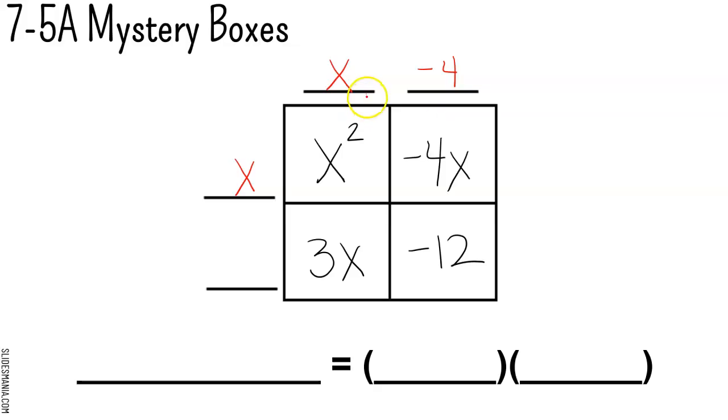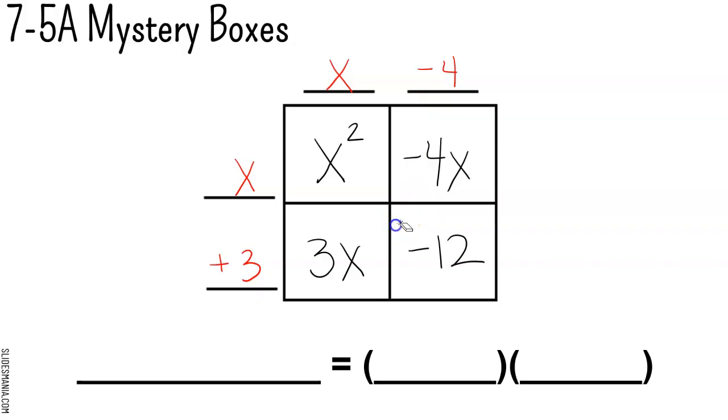Then when I go to this bottom box here, my x times whatever ends up being in that open spot has to give me 3x. Well, I already have the x, so I need a positive 3. And then I can use this last box to check, where I know that negative 4 times 3 has to give me negative 12, and it checks out just fine.